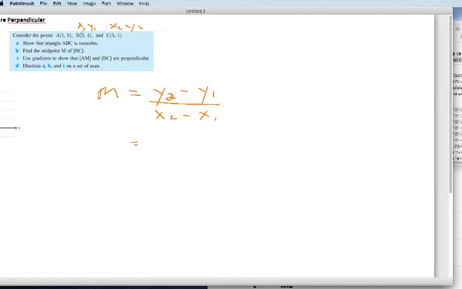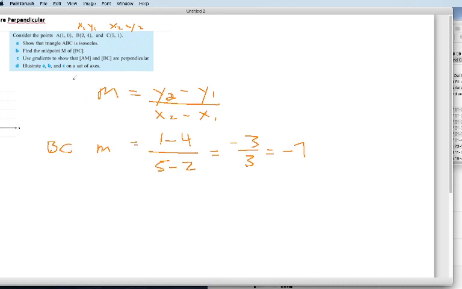So y2 minus y1, 1 minus 4. And then x2, 5 minus 2. And that gives us negative 3 over 3. So we have a gradient of negative 1. All right, so that's the gradient of line BC.